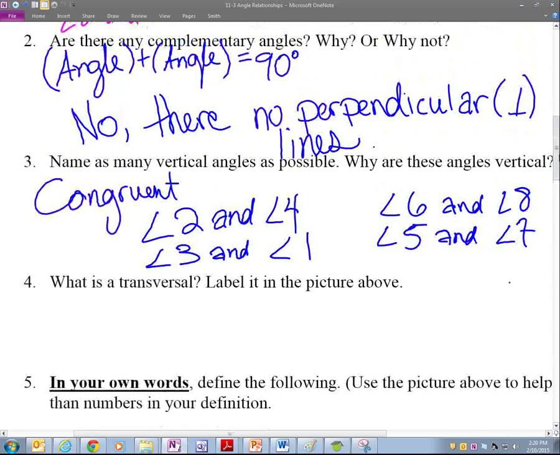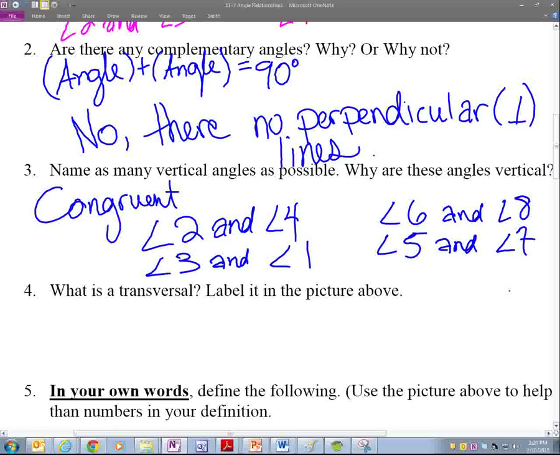Now, what is a transversal? Like a transcontinental railroad, the transportation. What does that trans prefix mean? What do you think? What is transportation? What is a transcontinental railroad? What is a transfer? A transfer is a person who is going somewhere. Okay? Going somewhere across stuff, right?